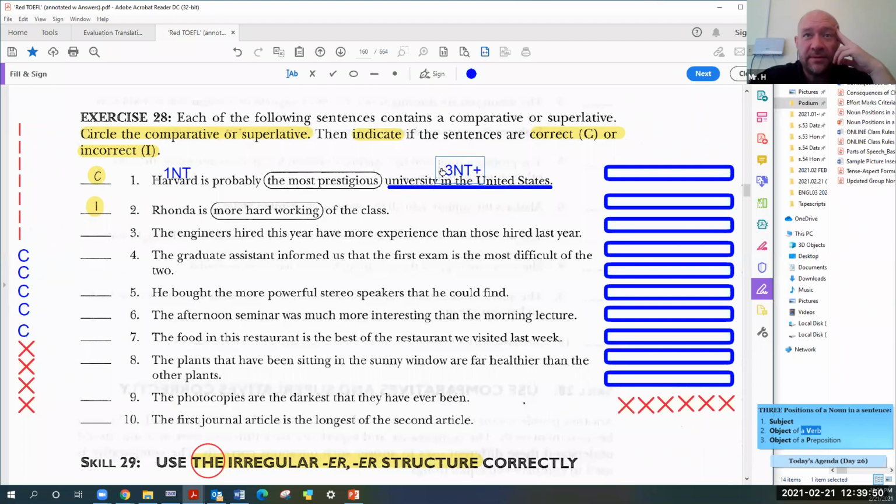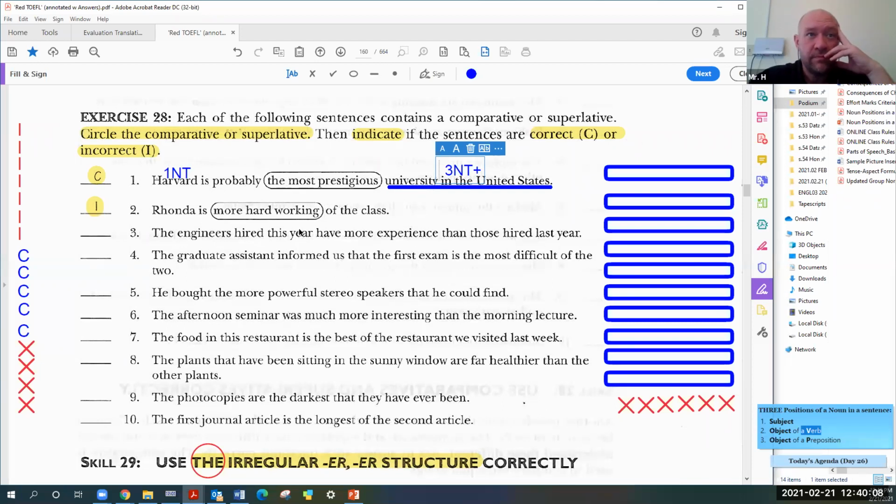Why? Minimum number is 3, right? Yeah. Yes. Are there only 2 universities in the United States? No. No. No. Abdulaziz, can you explain number two?